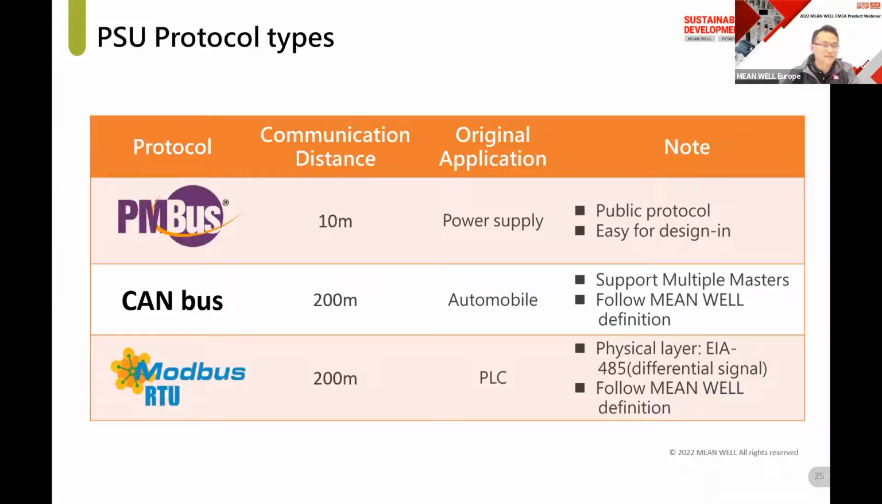is a robust vehicle bus standard designed to allow microcontrollers and devices to communicate with each other in applications without a host computer. It's a message-based protocol originally designed for multiplex electrical wiring in automobiles to save on copper, but it can also be used in many other applications.